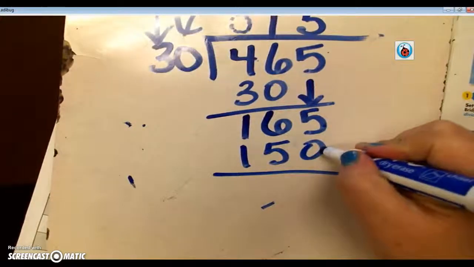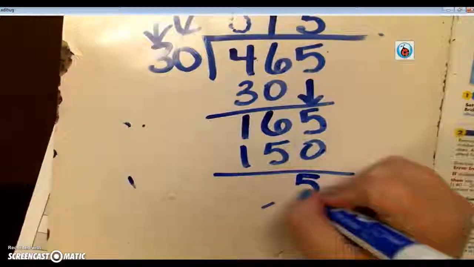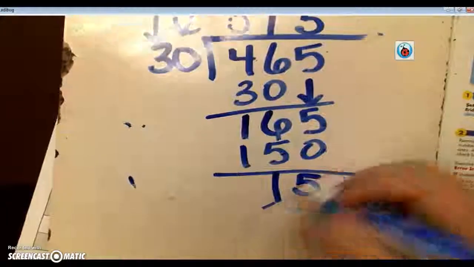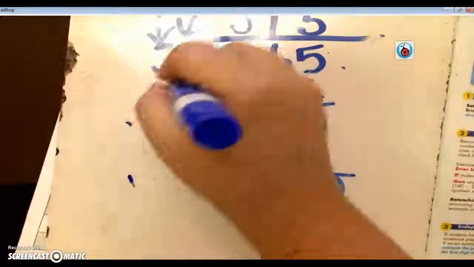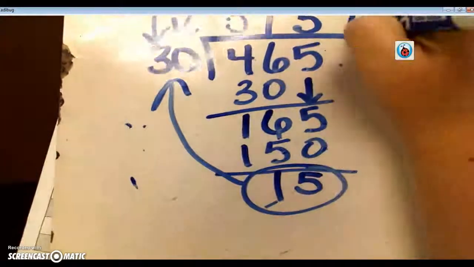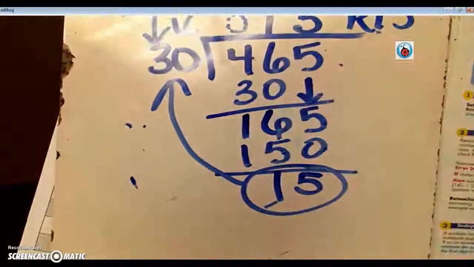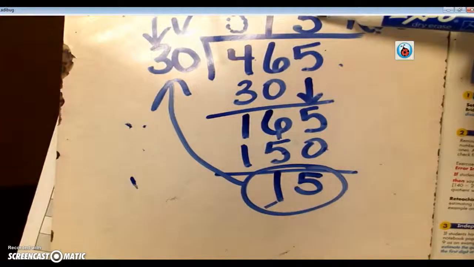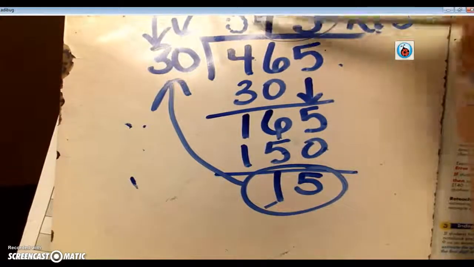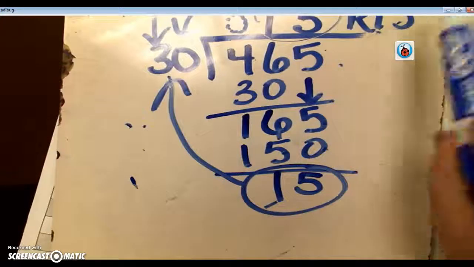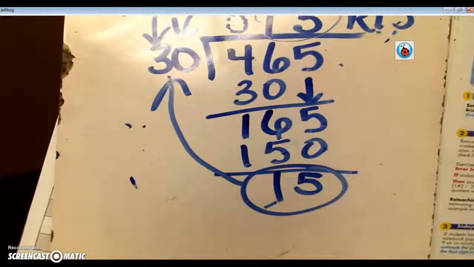Okay, 5 minus 0 is? 6 minus 5 is? Do I have anything left to bring down? Is my remainder smaller than my divisor? Yes. So I have 15, remainder 15. How could I check this answer? Take my whole number in my quotient, multiply it times my divisor, and add my remainder. Here's one for you to try on your own, which will be your ticket to your homework.